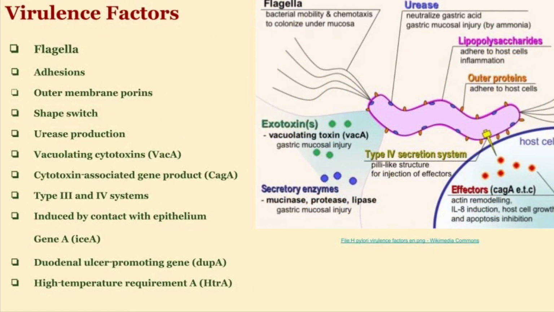In quick, I will mention the most known virulence factors: flagella, adhesins, outer membrane proteins, shape switch, urease production, vacuolating cytotoxin VacA, cytotoxin-associated gene product CagA, type 3 and 5 secretion systems, induced by contact with epithelium gene A, iceA, duodenal ulcer promoting gene dupA, and finally the high temperature requirement A, HtrA.